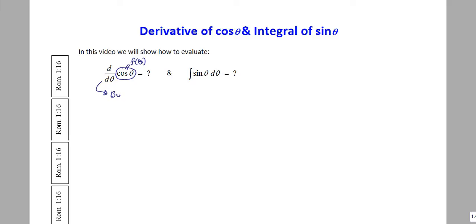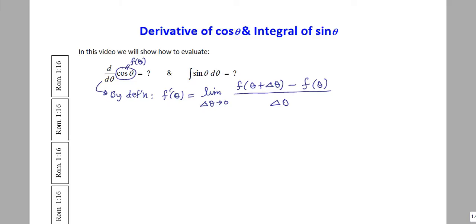So by definition, then I get that the derivative f prime of theta is by definition the limit as delta theta tends to zero of f of theta plus delta theta minus f of theta, all divided by delta theta. That's your rigorous definition of the derivative of a function. And so we will go ahead and put stuff in that we know.